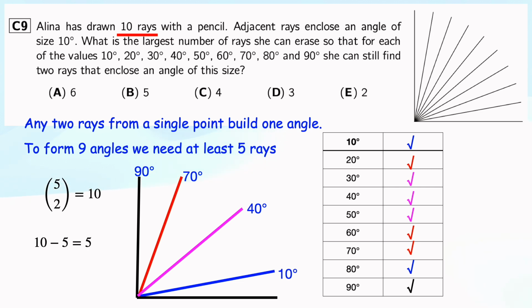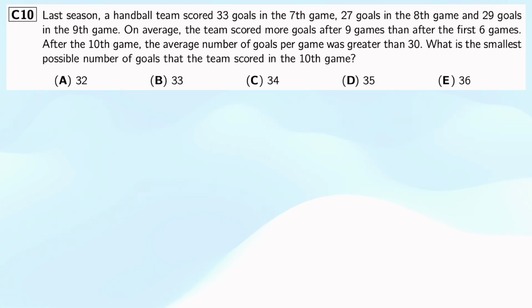Perfect. We now cover all required angles using exactly 5 rays. That means we can erase 5 rays and still satisfy the condition. There are other combinations of rays that work too. Feel free to explore them and share your findings in the comments. The correct answer, therefore, is B.